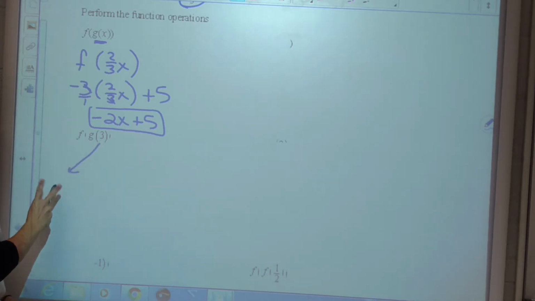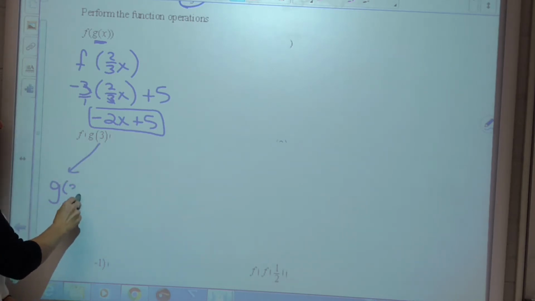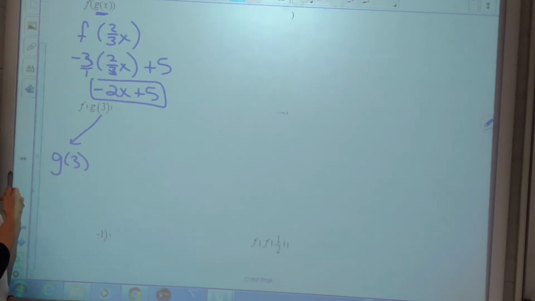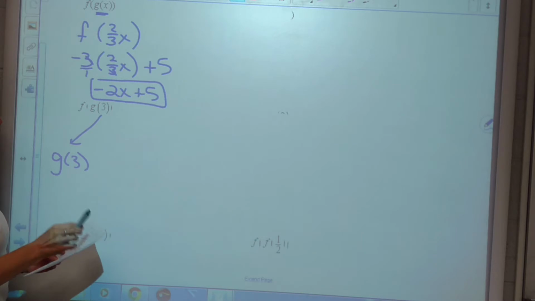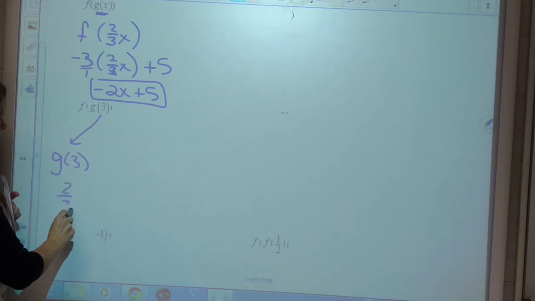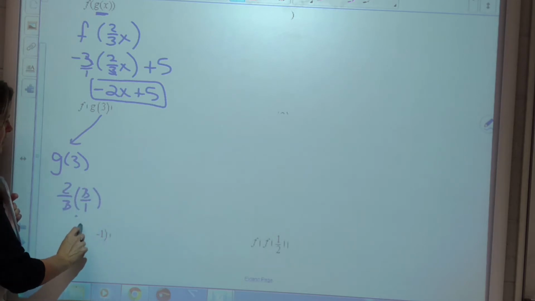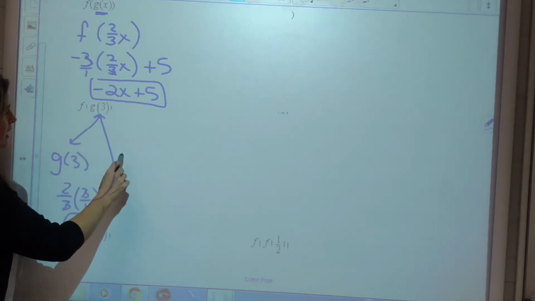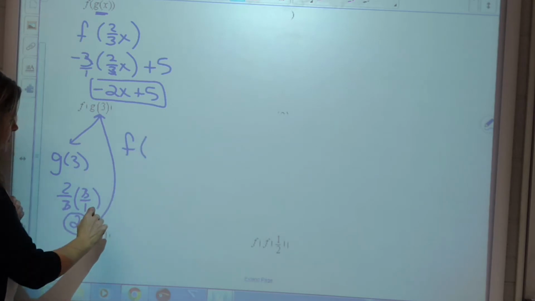Doing the same thing here, except they gave me a number. When they give you a number, you want to just step to the side and figure out what g of 3 is. Just like we would have looked that up on the graph a minute ago. And g is that 2/3 x, or x is supposed to be a 3, so that gives me a value of 2. This comes back up in place of g of x. So I get f of 2.